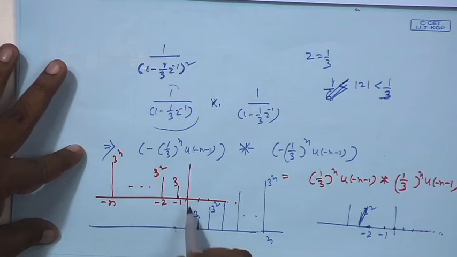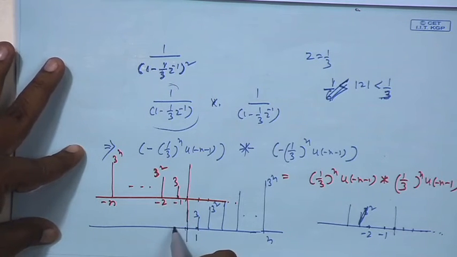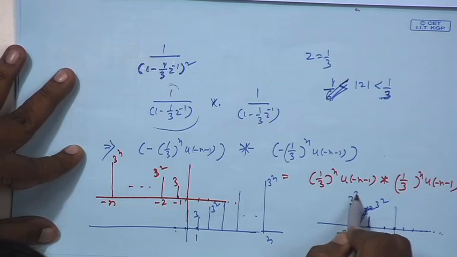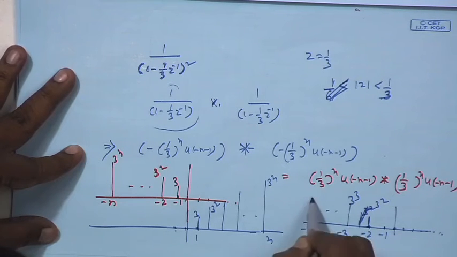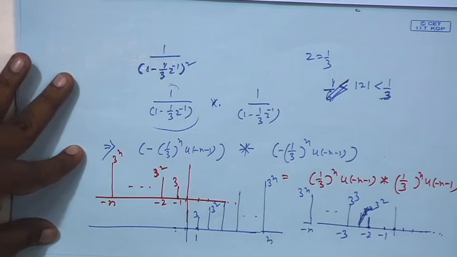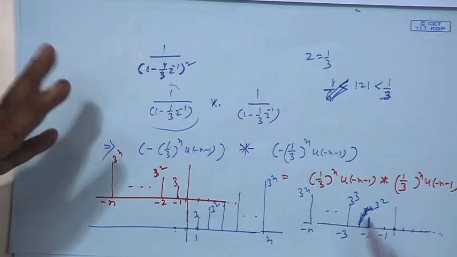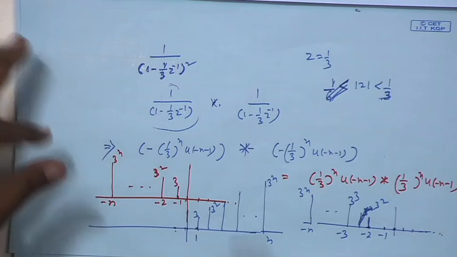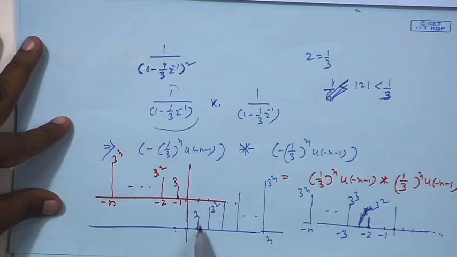This 3 comes here. So, 3 square, how many shift? 2 shift. So, that is at minus 2 you get 3 square, at minus 3 you get 3 cube, dot dot, at minus n you get 3 to the power n. Okay, you sum them, you get a value. Next time when you move, this 3 comes below 3 square, 3 square comes below 3.